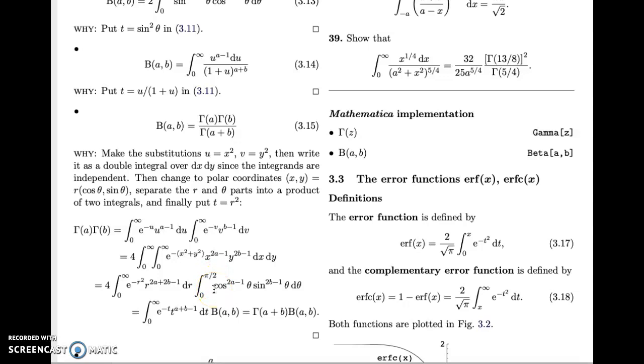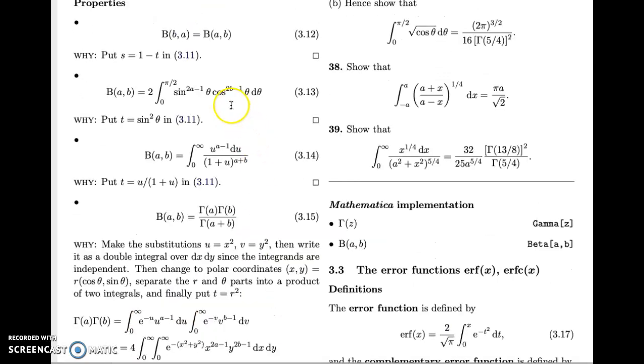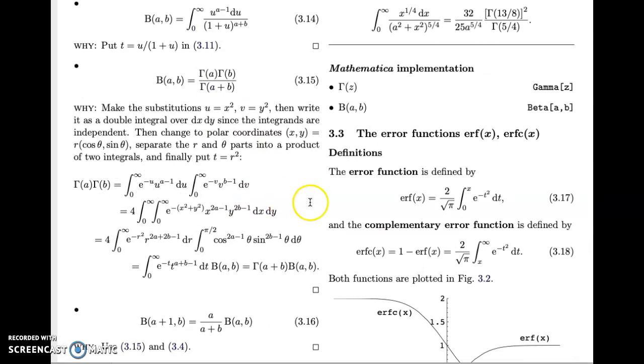Okay, then we realize that we can write with a change of variables t equals r squared. We can rewrite this in terms of the gamma function. Because this becomes this, which you can express in terms of the gamma function, gamma of a plus b. And this here we recognize as one form of the beta function. So we end up with beta a b times gamma a plus b equals that.